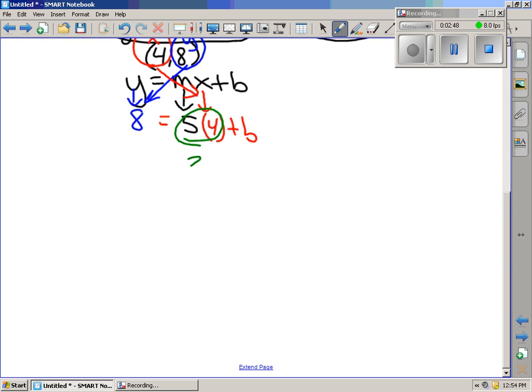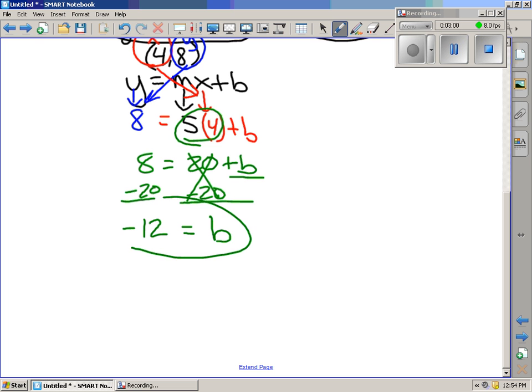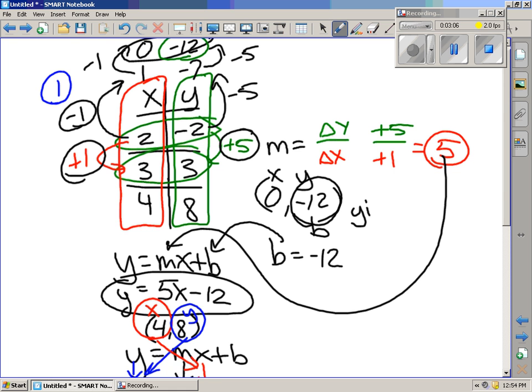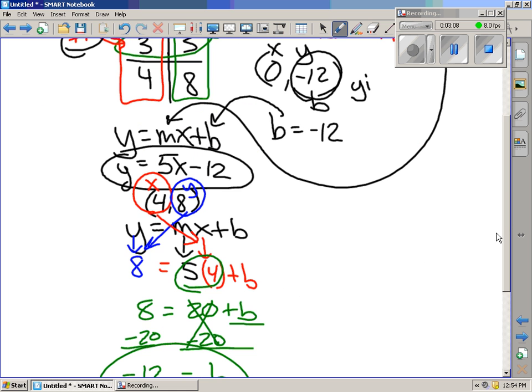5 times 4, you get 20. To get b alone, you subtract 20 from each side using inverse operations to cancel out the 20 on the right side. We're left with b equals -12, which is the same thing that you find using the table. So we found the same thing up here. So for number 1, you should have gotten y equals 5x minus 12.